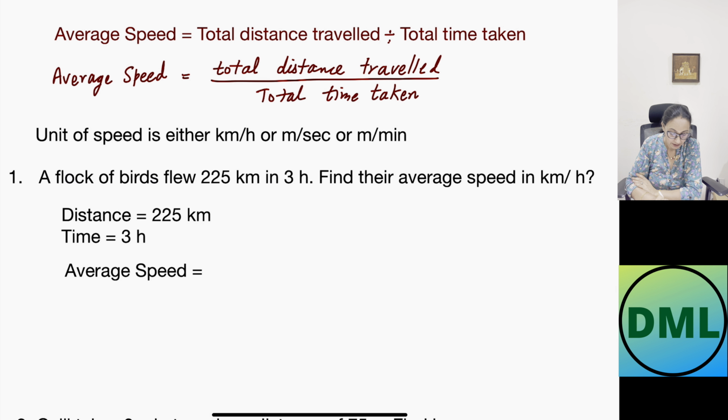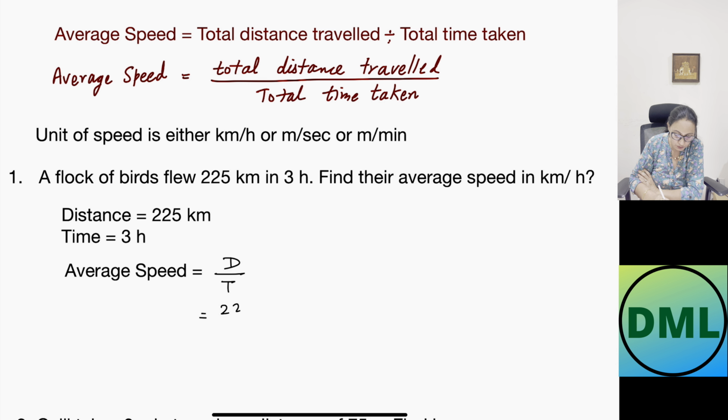What is given to us? Because it is 225 kilometers, that means they have given you distance. Distance is 225 kilometers. This is hours, so this is time. So time is 3 hours. I need to calculate the average speed. Speed will be given by distance over time.